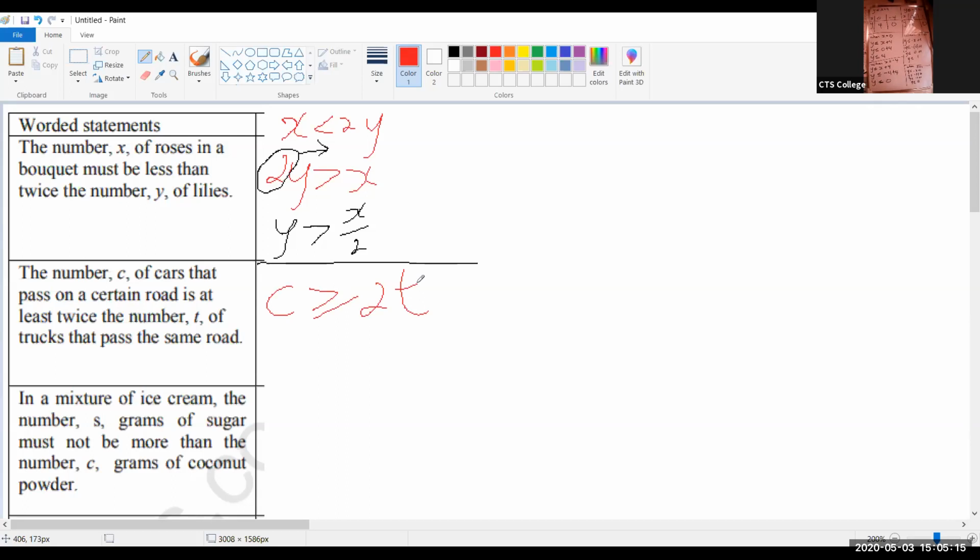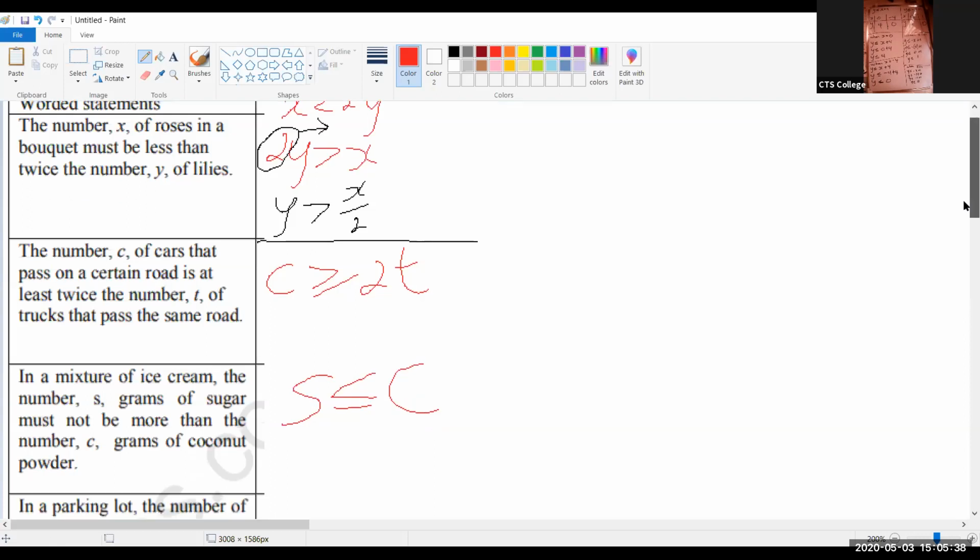In a mixture of ice cream, the number S grams of sugar must not be more than the number C grams of coconut powder. How are we writing that? S is less than or equal to C. Very good. Let's look at the other questions.